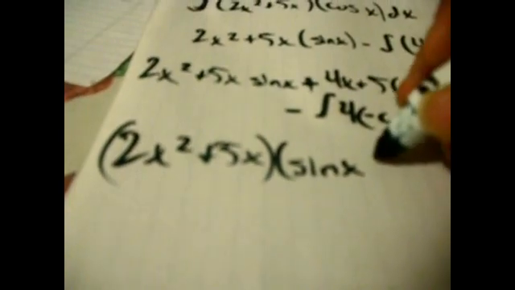2x squared plus 5x times sine of x plus 4x plus 5 times cosine of x minus the integral of 4 times negative cosine of x dx. And now you just have to antiderive this one more time and you'll be done.